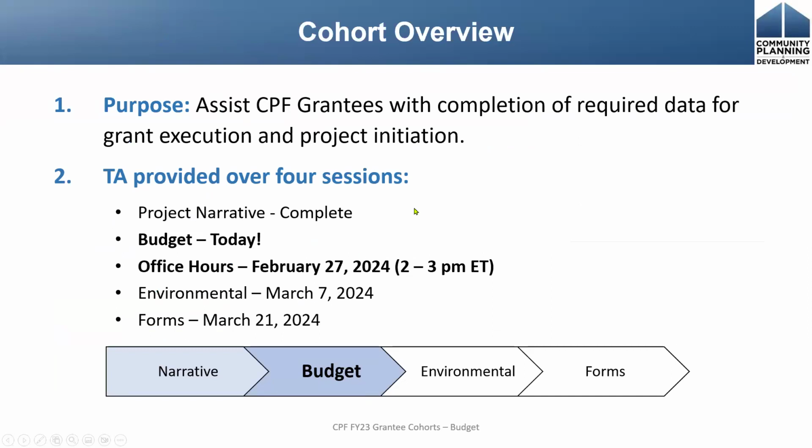Great. So now we're going to just go into the overview of the cohort program. For the cohort program, we know that the purpose of this program is to assist CPF grantees with completion of required data for grant execution and project initiation. So basically, we're here to help you through that process of gathering all the information for your materials and making sure it's getting into the materials in a way that's going to help HUD approve them faster so that you can get to the execution of your grant agreement and begin implementing your project.